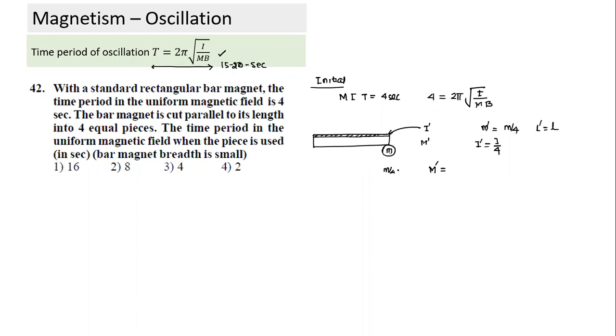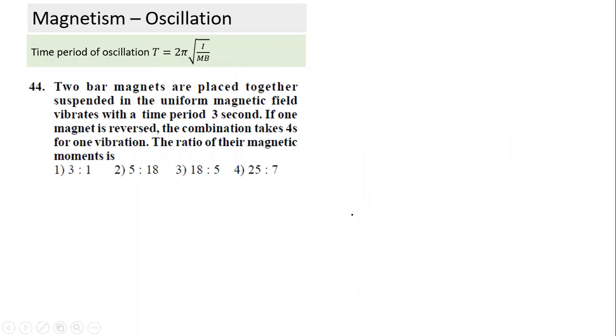So since the length remains the same, the product will become equal to M by 4 into L. It will be equal to M by 4. So what is my T dash equal to? T dash will be equal to 2 pi root of I dash, in place of I by 4, and in place of M by 4 into DH. What is that equal to? This is again 2 pi root of I by M into DH. So these are fairly simple questions. I think most of you noticed. Next question.